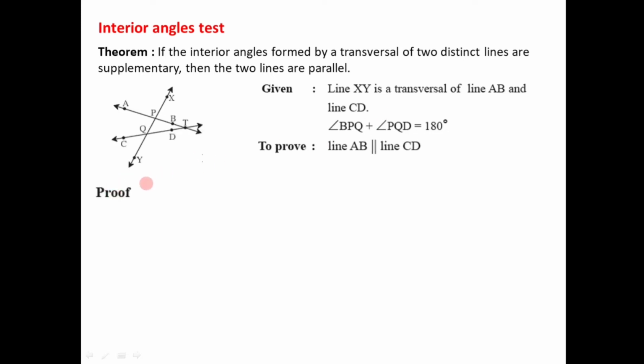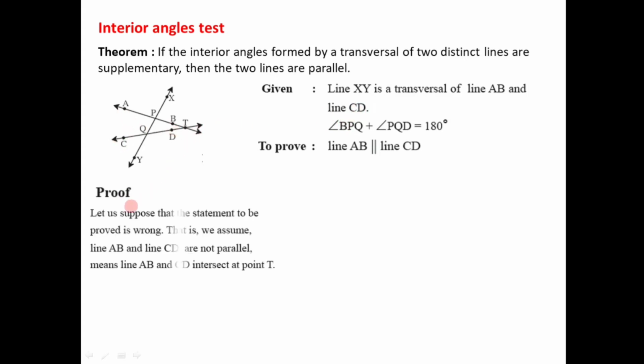Now to prove this, we suppose that the given lines AB and CD are not parallel. So let us suppose that the statement which we have to prove is wrong. That means we have to prove that line AB is parallel to line CD, but instead we assume that those two lines are not parallel. If those two lines are not parallel, they must intersect at a point. So let there be a point T at which AB and CD intersect. By this we get a triangle PQT.